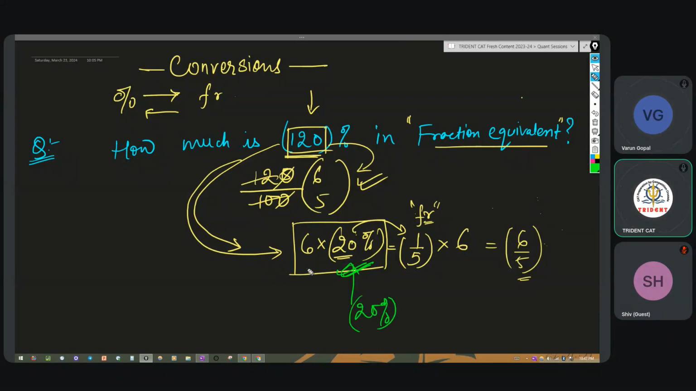So whenever you're breaking numbers, please pay attention, guys, this is important. Make sure you're breaking it in such a way that you know the fraction equivalent of that number. In this case, 20% was the easier part, which gets converted into 1 upon 5. Make sense? Yep. Okay, great.